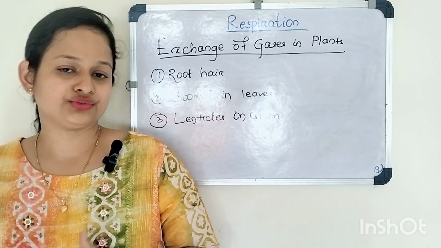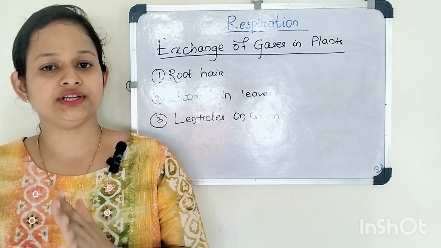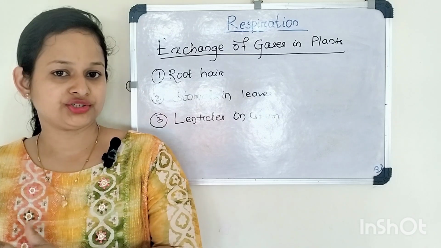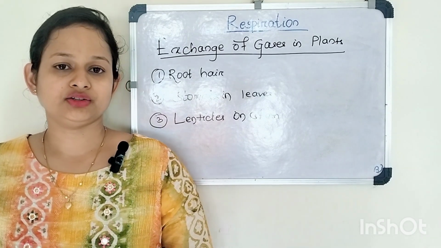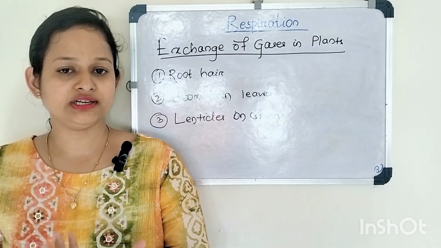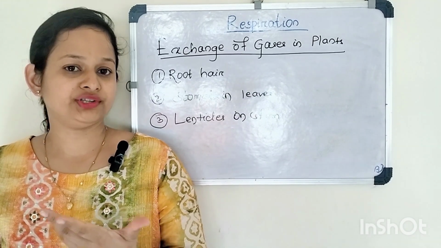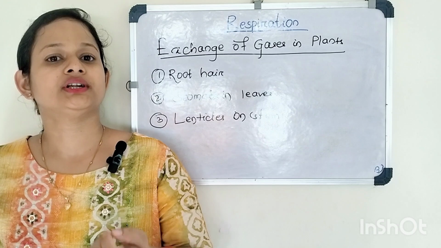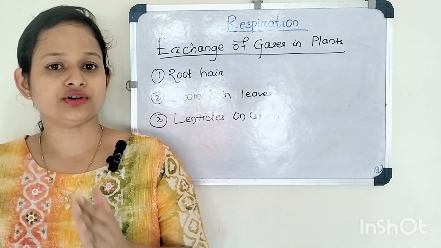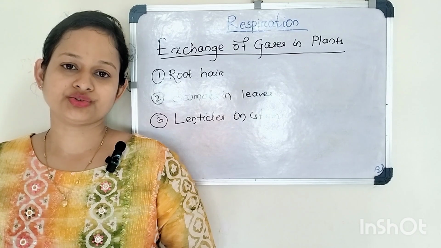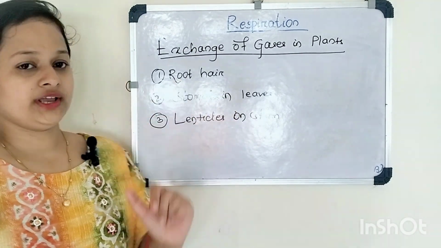In the diffusion process, the molecules of solute move from higher concentration to lower concentration. The plant releases carbon dioxide during the night time, and it takes in carbon dioxide during daytime for the process of photosynthesis. So first, coming to the root hair.